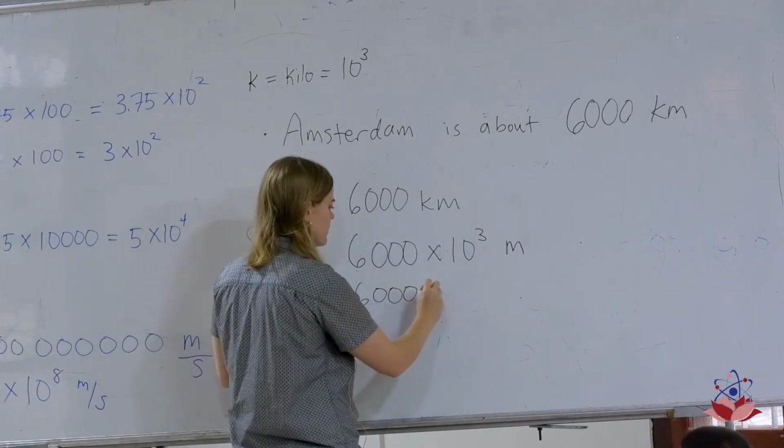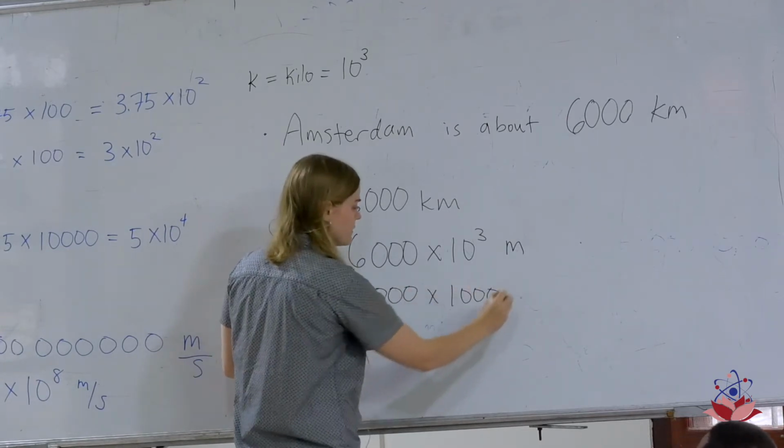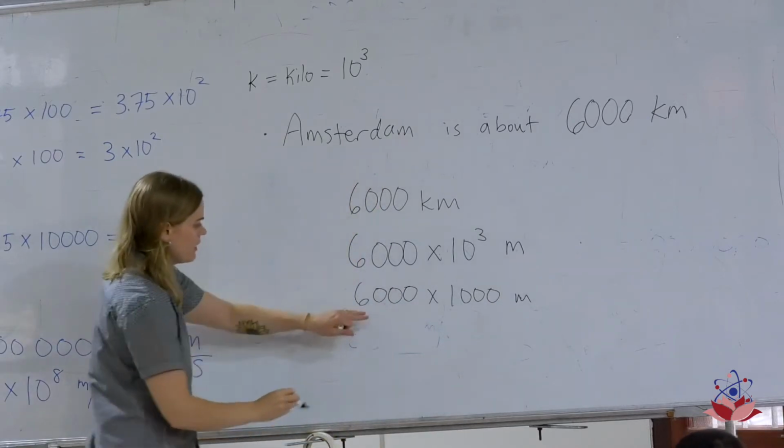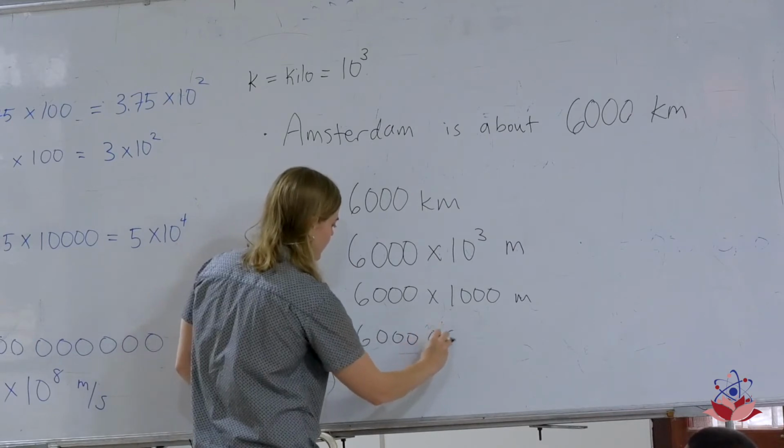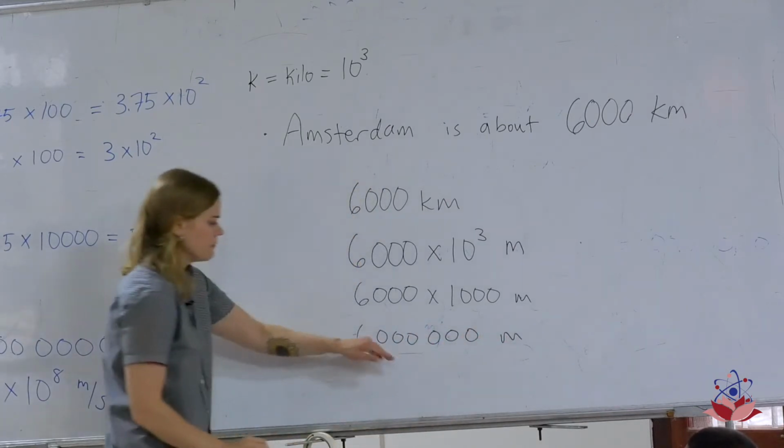So this is 6,000 times 1,000. And then this is going to be, when everything is said and done, 6 million.